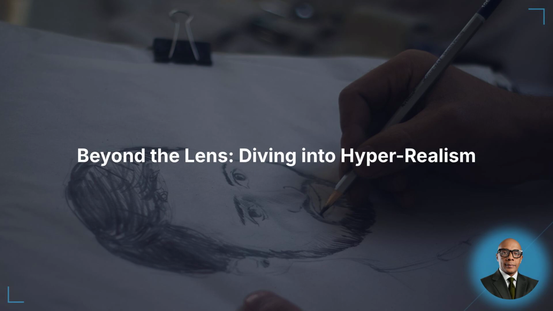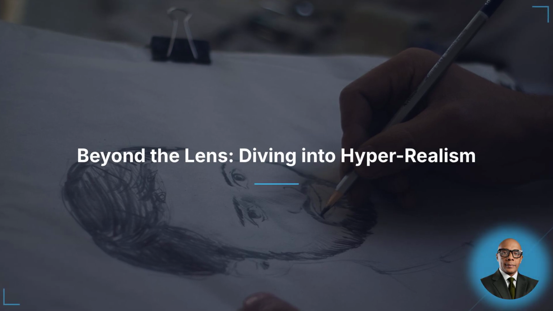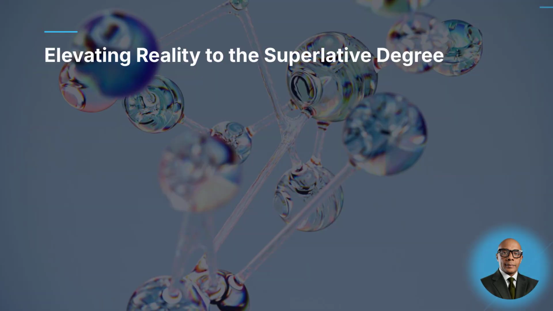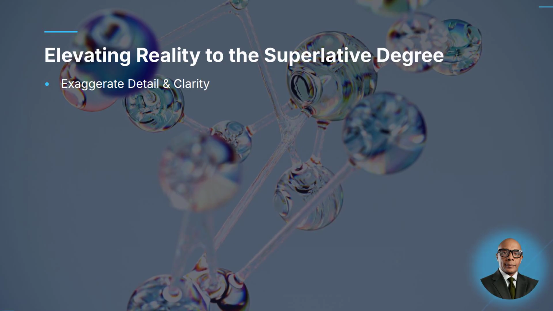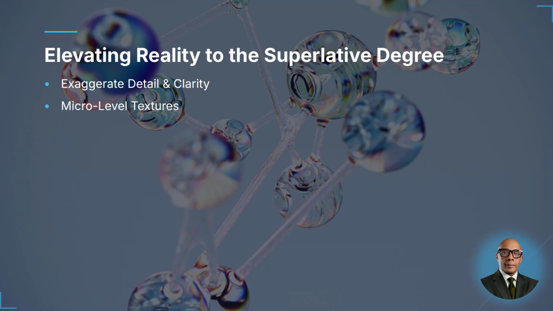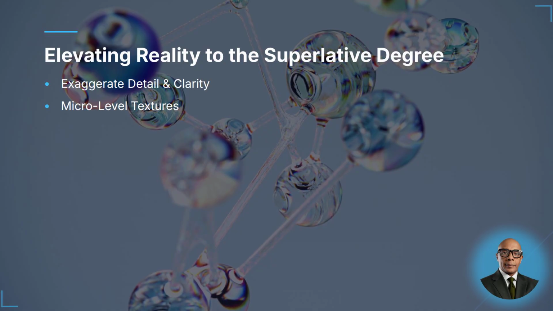Now let's dive into beyond the lens, diving into hyper-realism. Okay, if photorealism is capturing reality, hyper-realism is turning the volume up to 11 on reality. It's about seeing every single pore, every individual hair, every minuscule dewdrop, with an almost surreal clarity. Think super sharp focus, incredibly vibrant colors, and textures so tangible you feel like you could reach out and touch them. For hyperrealism, we're not just observing, we're magnifying.